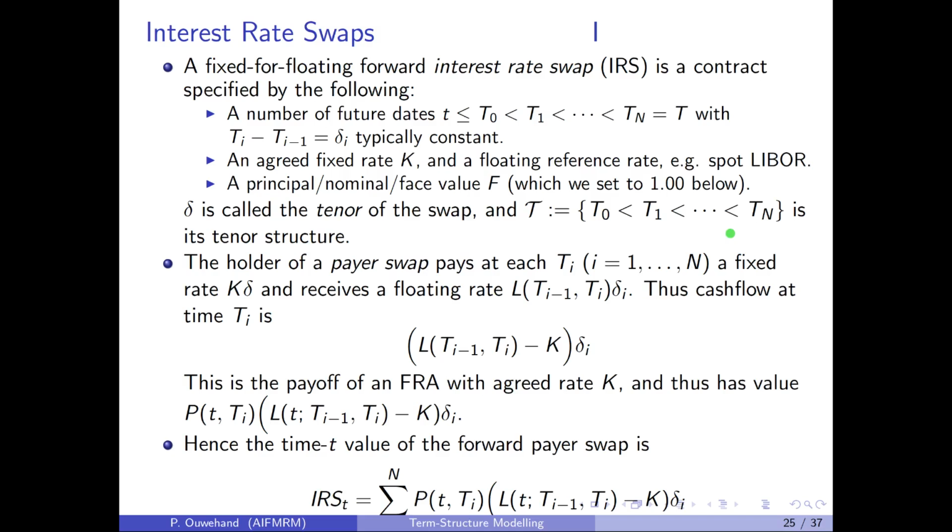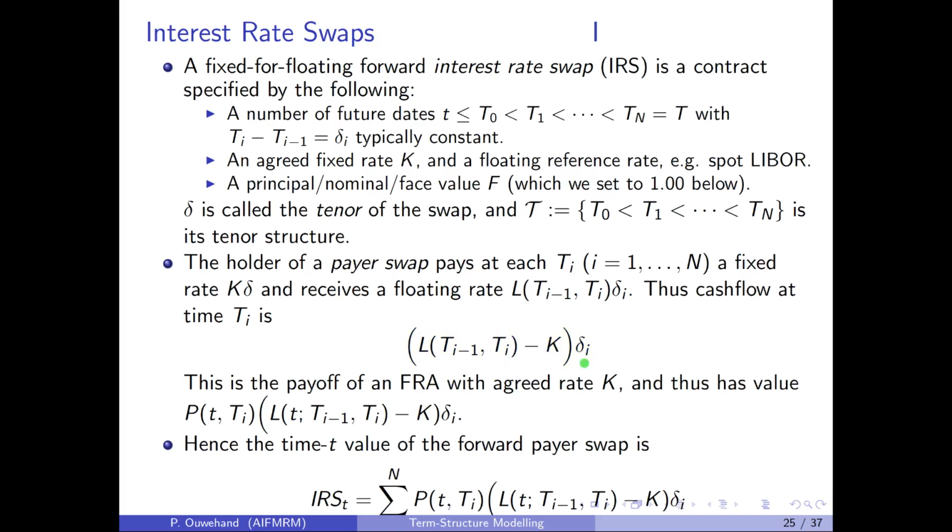Now a swap has two legs. The holder of a payer swap pays at each ti, where i ranges from 1 to n, i.e. not at t0, a fixed rate K times delta, and receives a floating rate L times delta, where L(ti minus 1, ti) is the LIBOR spot rate at time ti minus 1 for maturity ti. Thus at time ti, the holder of a payer swap has the following cash flow. The other party to the swap owns a receiver swap, and pays a floating rate in return for a fixed rate and would receive the negative of this amount as a payoff.